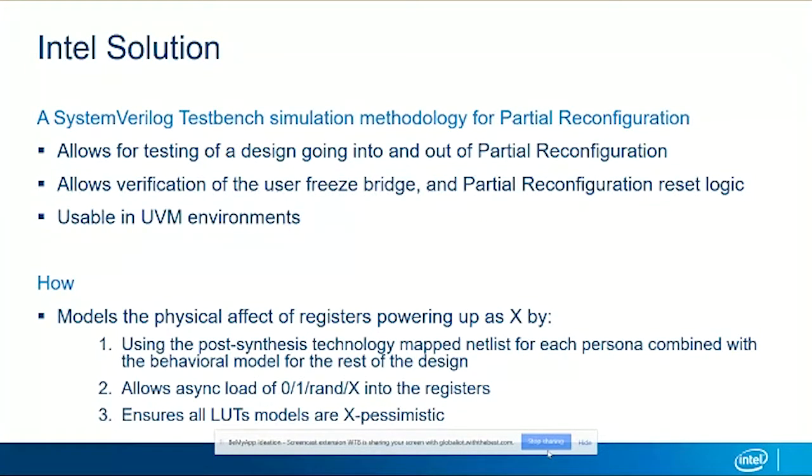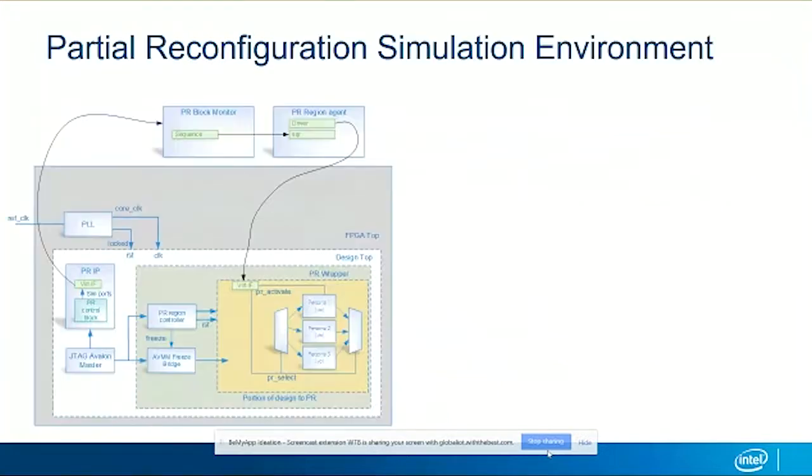So this is a block diagram of the environment that we've put in place. We provide simulation models for the PR control block. We provide wrapper files, which are shown here around the yellow region that I'll talk about in a little bit more detail, which is used to simulate the loading of a new persona into the design, so effectively the switching of the personas. And we also provide several test bench components that can be used in a UVM environment.